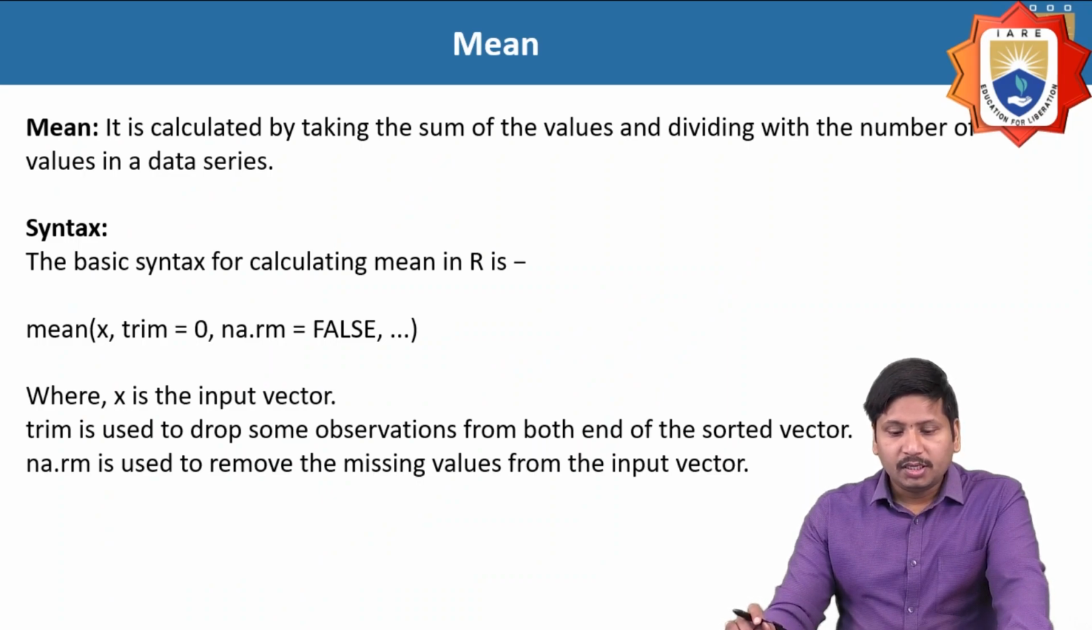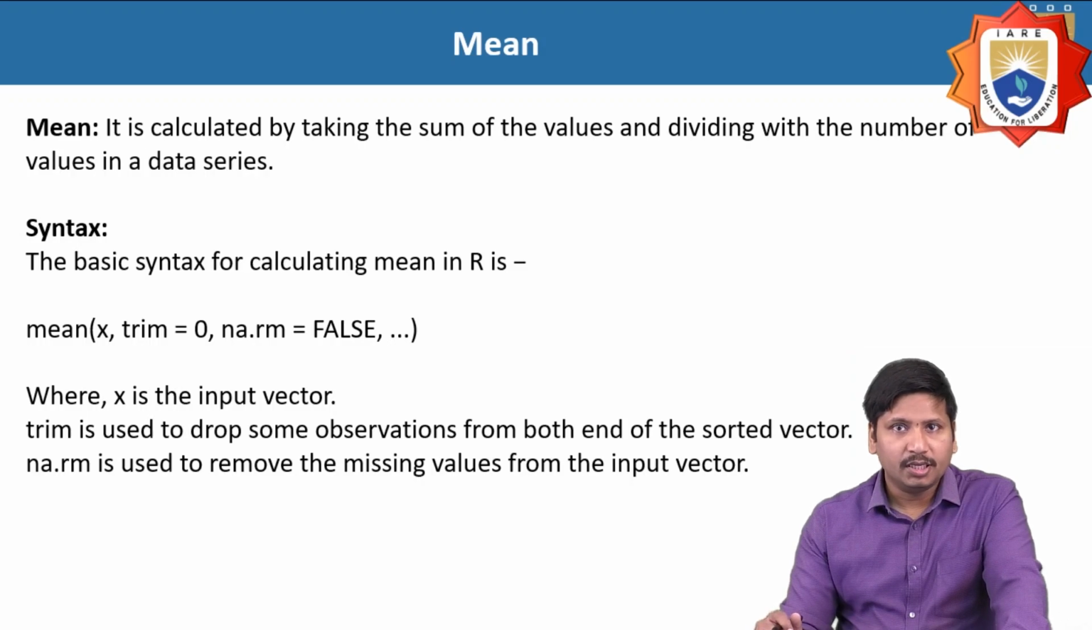So the very first thing is how we are going to make use of R programming to calculate the mean. Here the mean is calculated by summing all the values, which should then be divided by the number of values in the data series.